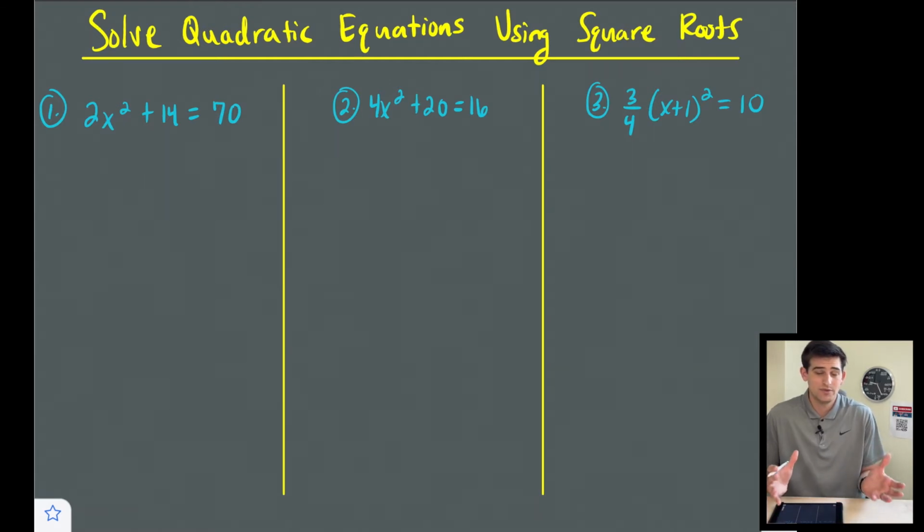So basically what we're able to do is just use inverse operations to isolate the x squared term. Then we can take the square root of both sides and arrive at our solutions. We're going to look at three different examples here where we come out with three different types of solutions. So we start with example number 1.